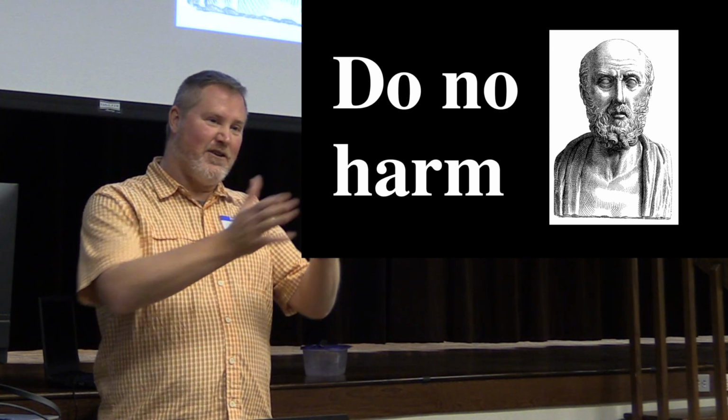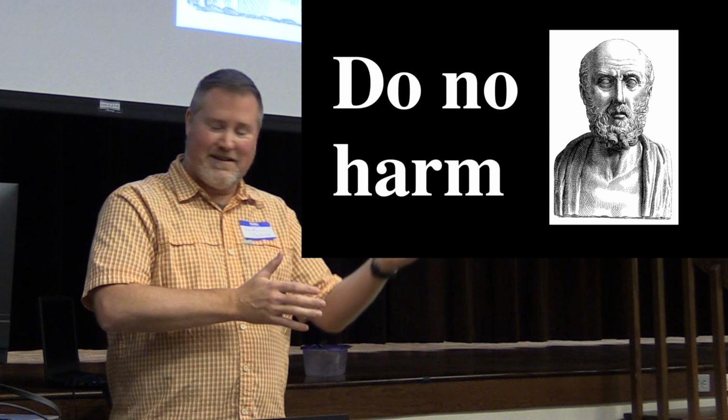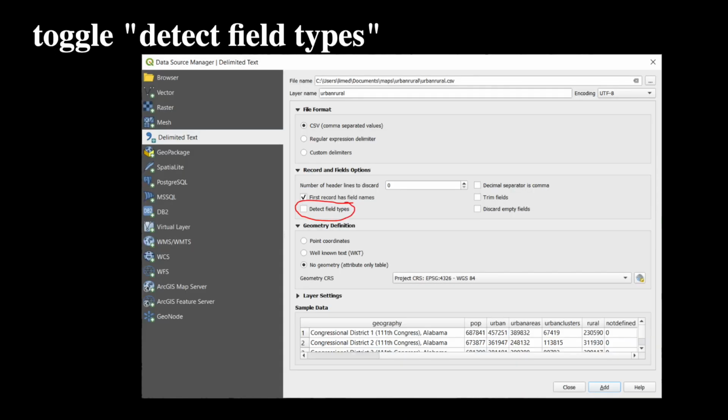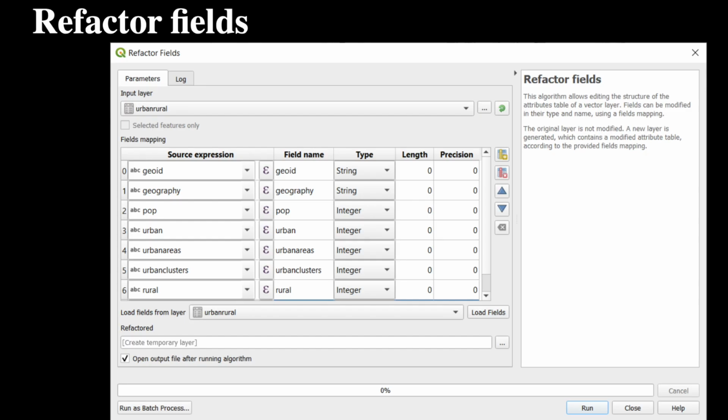If it's a string that starts with a 0, you don't turn it into a number and lose that leading 0. So do no harm. There's a feature in QGIS that will automatically detect field types. You can turn that off, so if there is an issue where you don't want it to automatically recognize those, you uncheck that box, everything comes in as a string, and then you can deal with it from there, kind of in its original state.